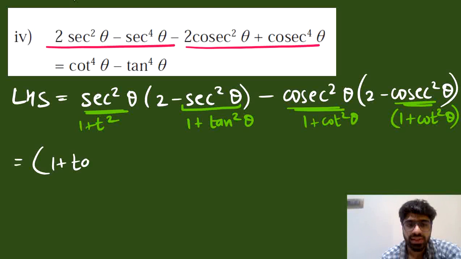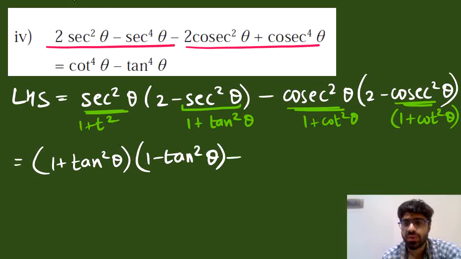It's 1 plus tan square theta. 2 minus 1 minus tan square theta is 1 minus tan square theta. Okay, so I guess we are done with the solution. This would be 1 plus cot square theta.